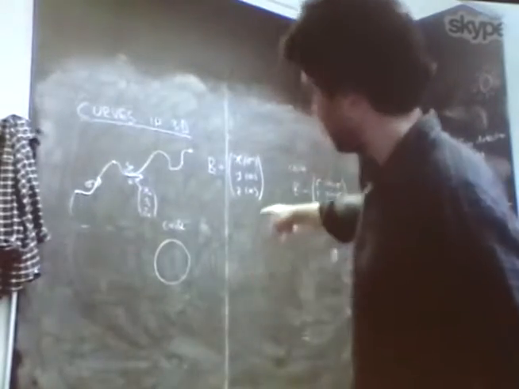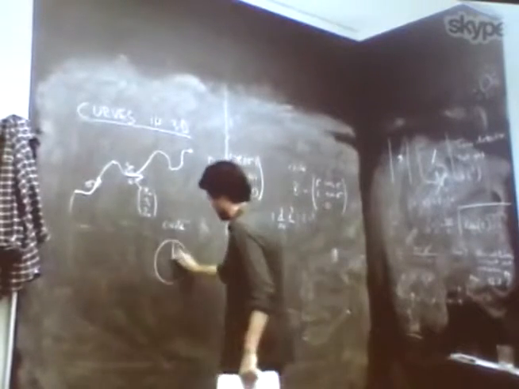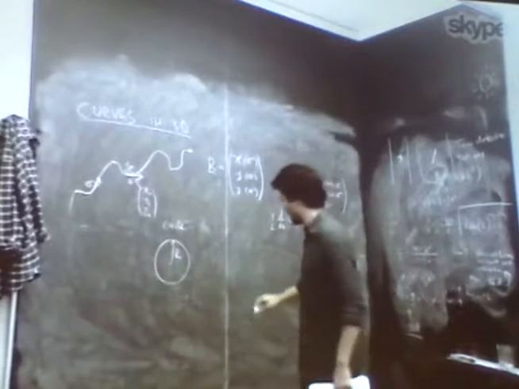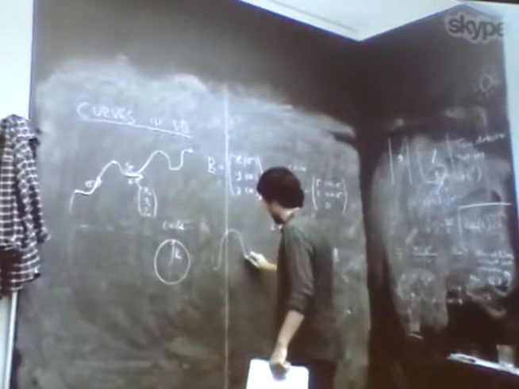Could you repeat the question? Oh, so we have a circle. What is the curvature at every point on the circle? 1 over r. So it's uniform curvature at every point on this circle. That's the simplest shape here.